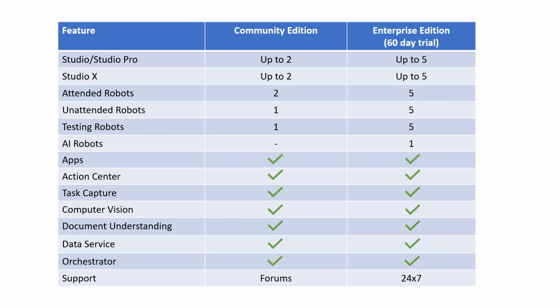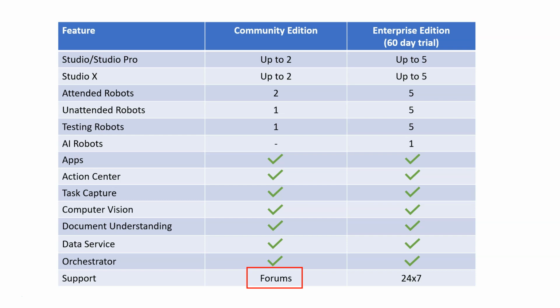Now, some of these features are metered features, meaning that, for example, with the Data Service, you get a certain amount of storage. And you do get more with the paid Enterprise Edition or even the trial of the Enterprise Edition than you do with the free Community Edition. And the same with Computer Vision and Document Understanding. You simply get less processing capacity for those features. But still, you can get a long way with no money. So all in all, this is a really good offering.